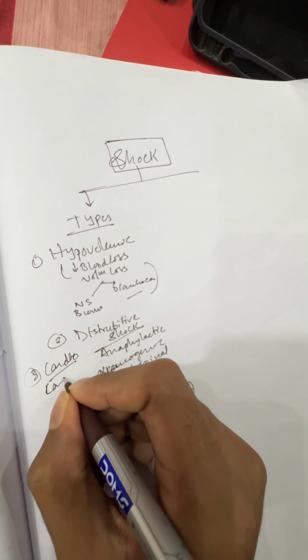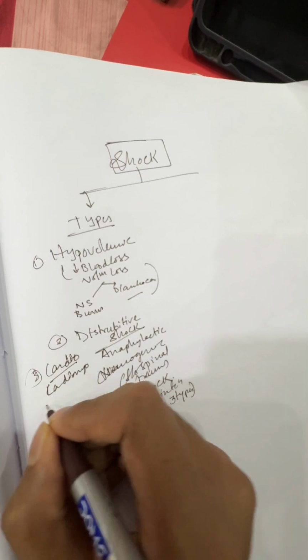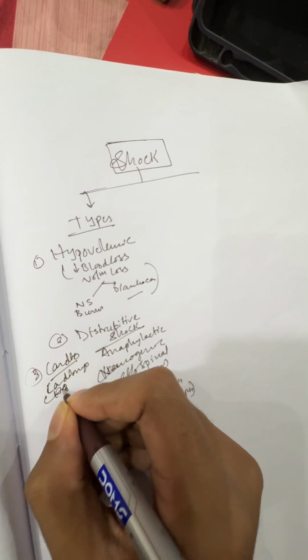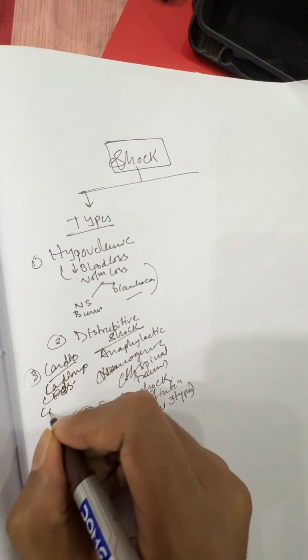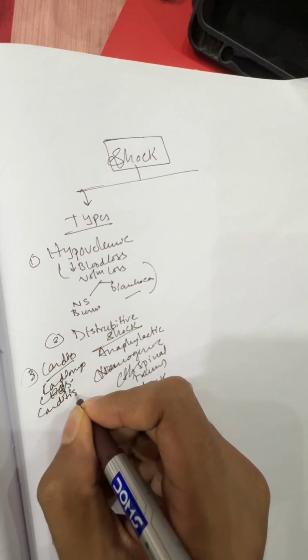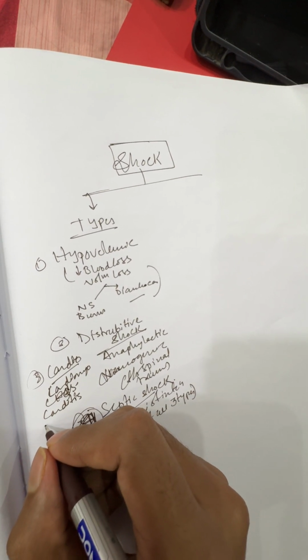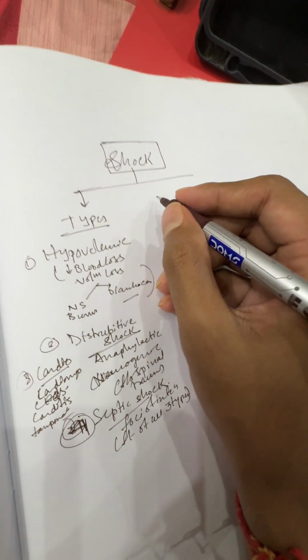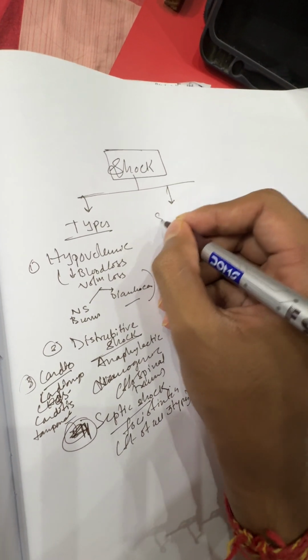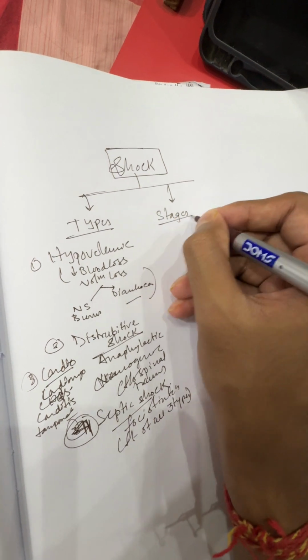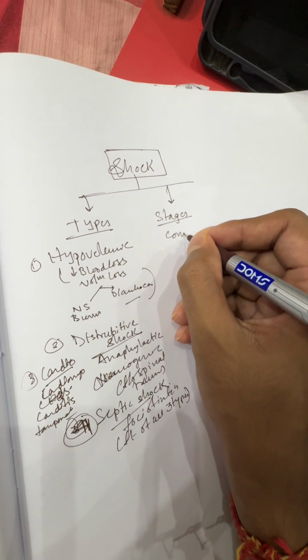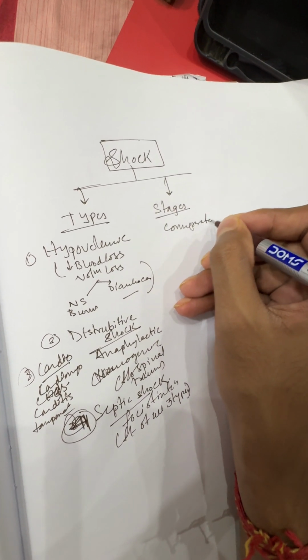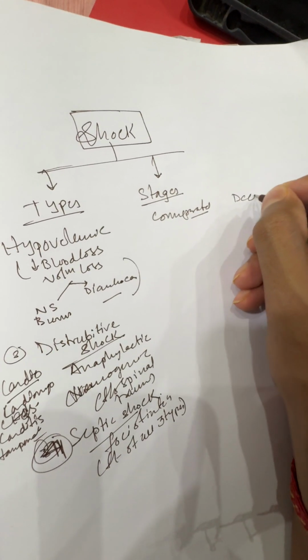In cardiomyopathy, in congenital heart diseases, in carditis, constrictive pericarditis, and tamponade, we can see cardiogenic shock. So here go the types. Now what are the stages of shock? So we have compensated and we have decompensated.